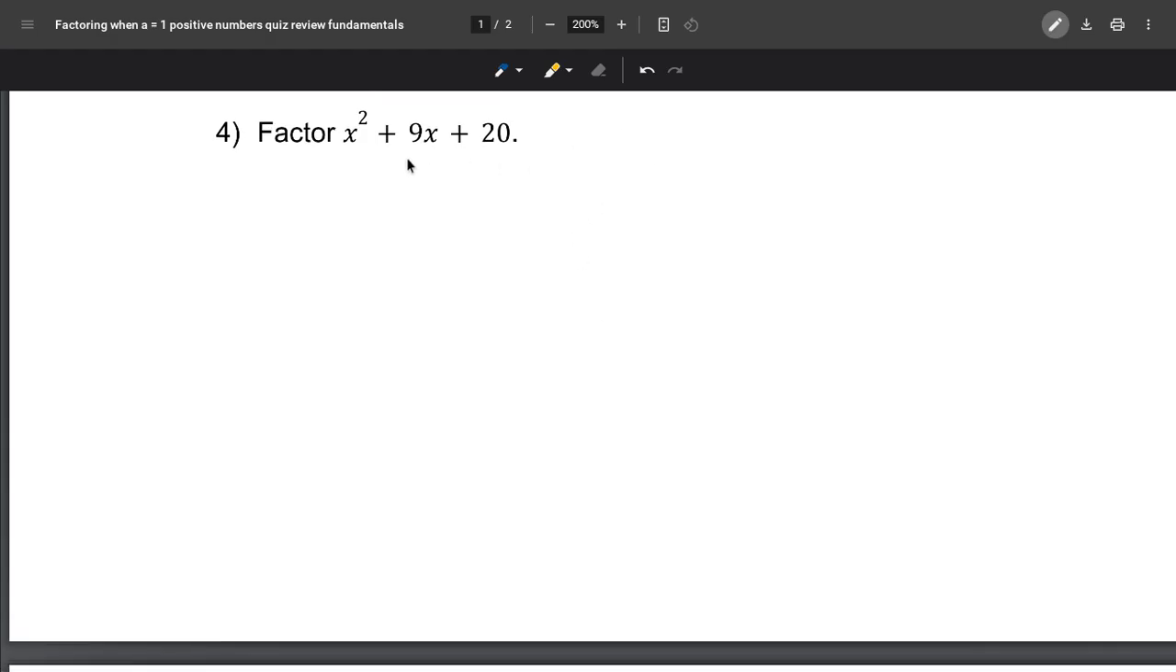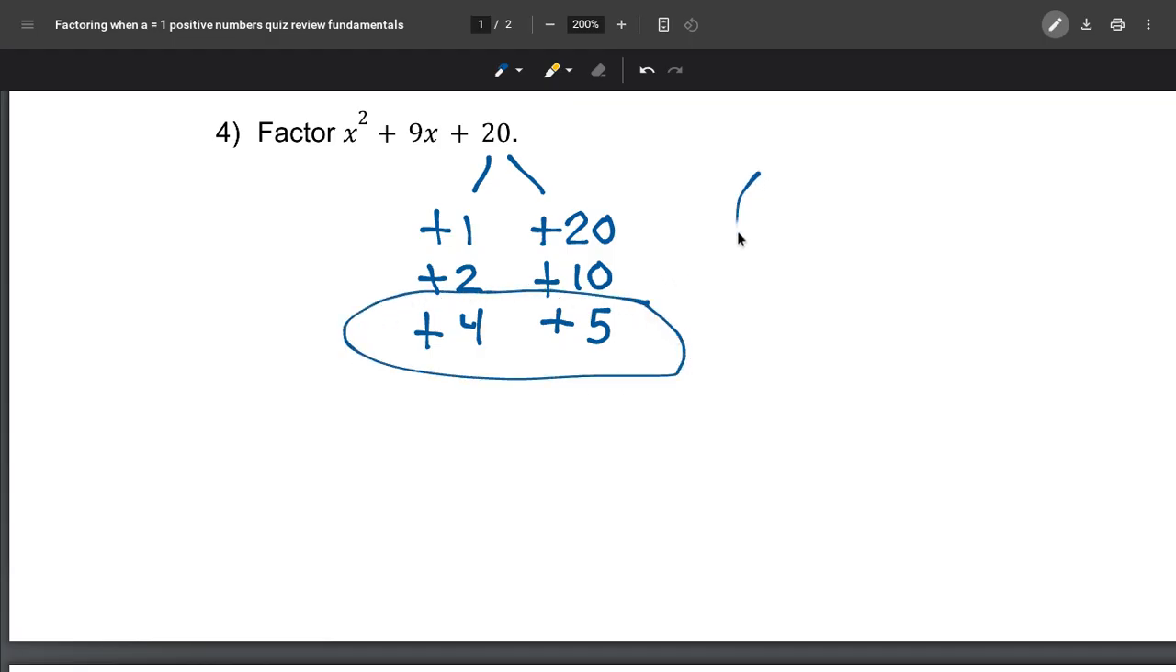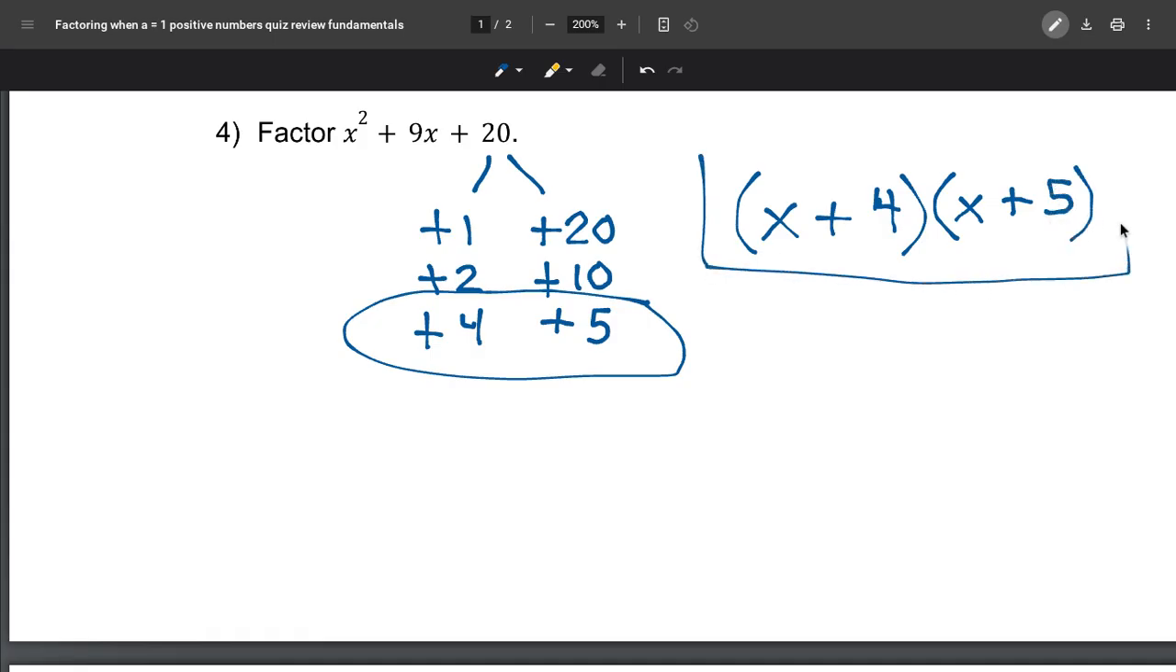All right, so this one, we're going to factor x squared plus 9x plus 20. All right, so I'm going to list the factors of 20, and I have a plus here and a plus here. So I'm going to just focus on positive factors. So we could do positive 1 times positive 20. We could do positive 2 times positive 10. Or we could do positive 4 times positive 5. Now what I do need to do is look for the pair of factors that adds to 9. That's going to be positive 4 and positive 5. I'm going to write my solution as x plus 4 times x plus 5. And there we go. That's that one.